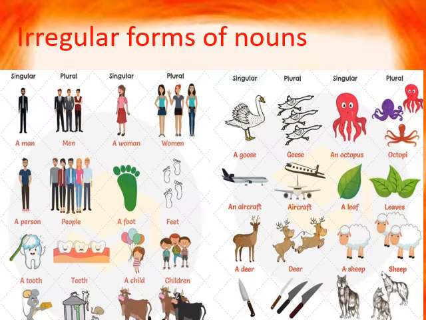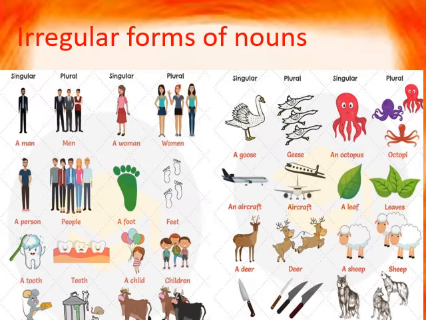Let us see some irregular forms of nouns in a singular form and plural form. A man. In a plural form, it is men. M-A-N, man. M-E-N, men. So here, A is removed in the plural form and written as M-E-N, men.